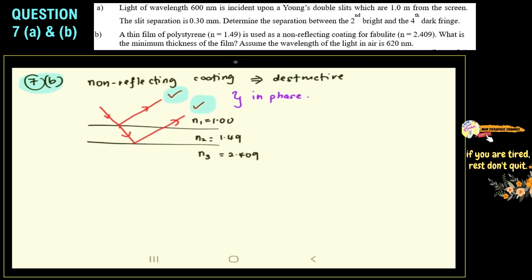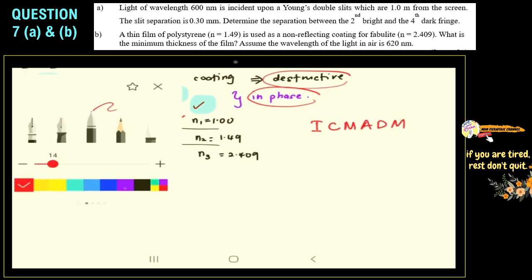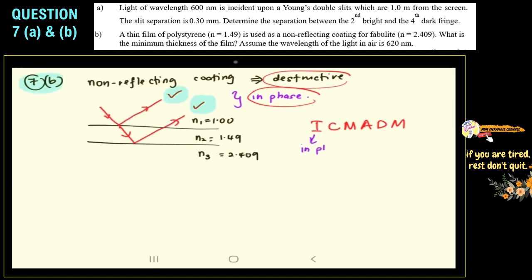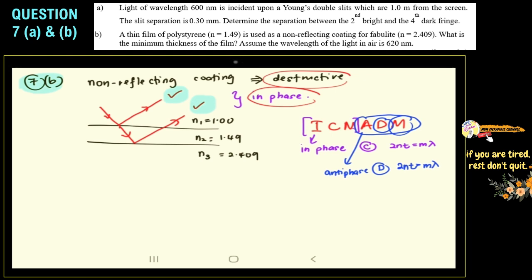Okay, so now use the equation of interference. We will use the in phase equation and destructive. To remember, it is 'I see madam'. What is I see? I is for in phase. For in phase constructive, C, M, there is no half, only M, that is 2nt equal to m lambda. For the other one, anti-phase, A, this is destructive, and its formula has M plus half. The way to remember, to memorize actually, is 'I see madam', like that.